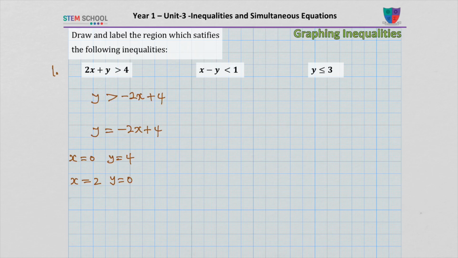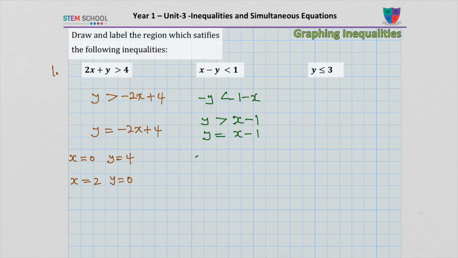Now for the second one, I need to rewrite this. So I have minus y is less than 1 minus x. Now I need to multiply both sides by minus 1. I get y is greater than x minus 1, because the sign will change because I've multiplied by minus 1. Therefore, I can turn it into the equation y equals x minus 1.